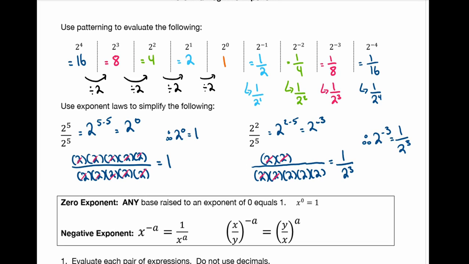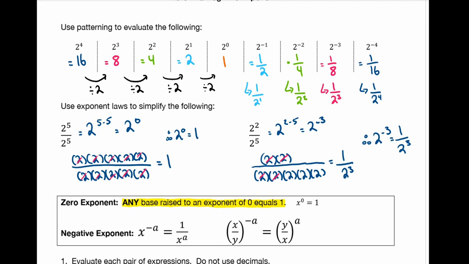When we have a 0 exponent, any base raised to an exponent of 0 equals 1. So it doesn't matter what the base is. It could be the largest number you think of. If you put it to the exponent of 0, it will equal 1. Any number, any variable to the exponent of 0 equals 1.